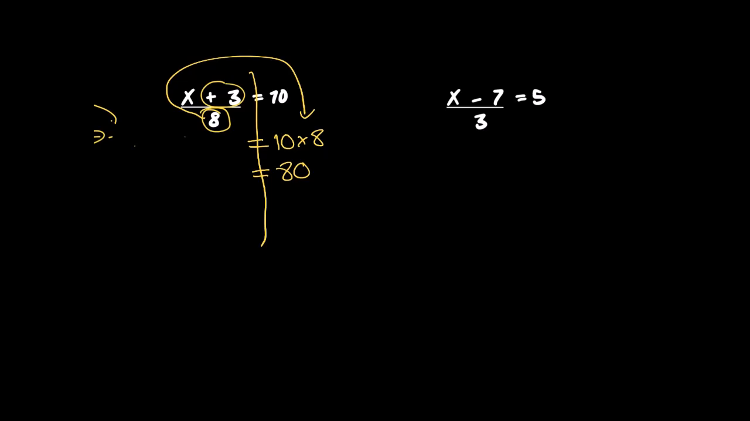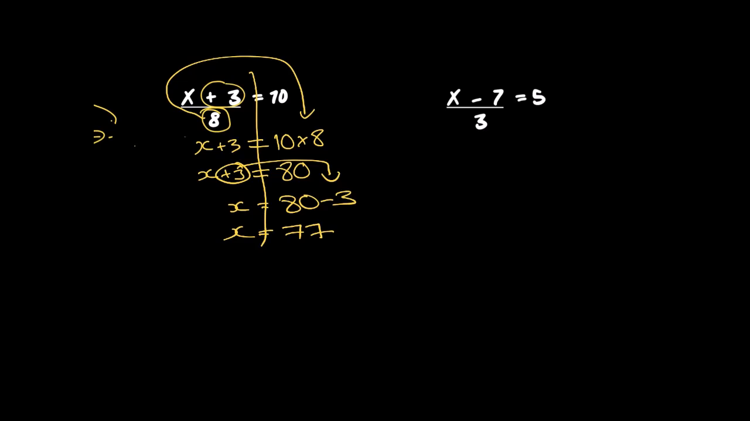Now I still have the x plus 3. I haven't sorted that out yet. So the 3 now needs to be sorted out. So it's a plus 3. I'm going to bring it across. That means it's going to be a minus 3. And 80 minus 3 means that x is equal to 77.